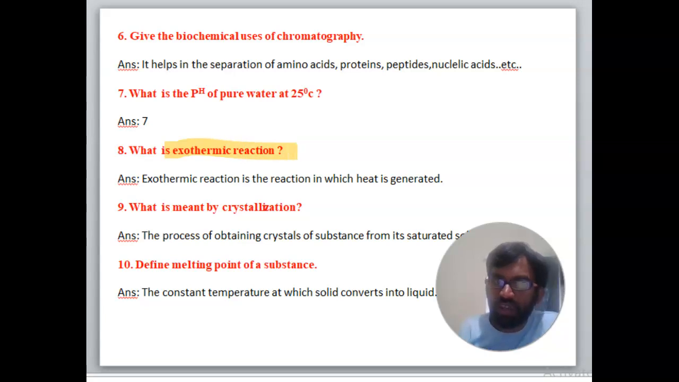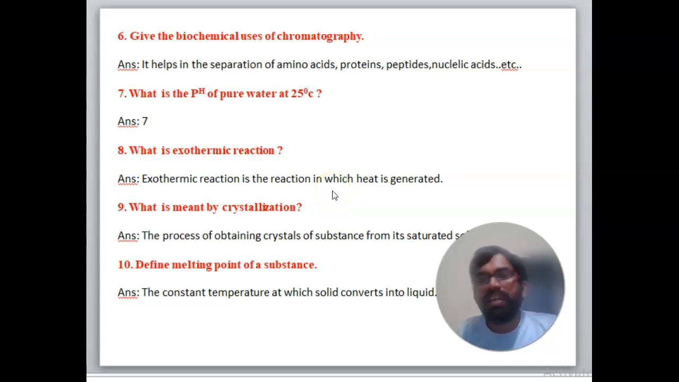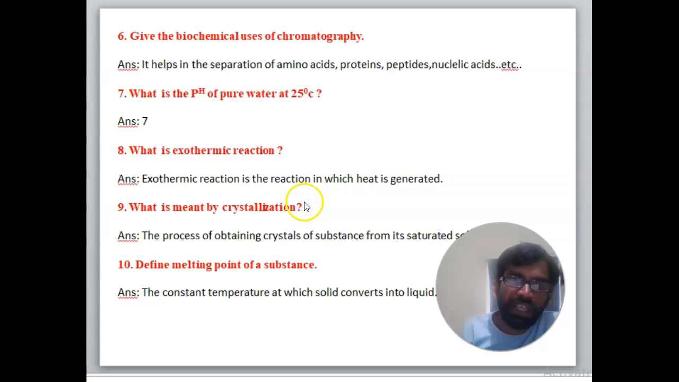Exothermic reaction means the heat should be generated. And what is the endothermic reaction? Endothermic reaction is the heat absorbed reaction. So a heat absorbed reaction you will call an endothermic reaction. Exothermic means heat generated. Endo means heat is absorbed. So this sentence is very important.